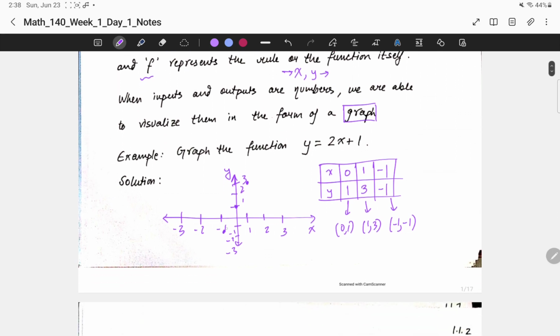Now, if you were to make this table with a bunch of different points, what you would get is a solid line. But you already know this, that this is in a y equals mx plus c form, which represents a straight line.